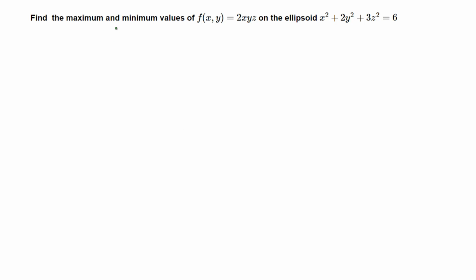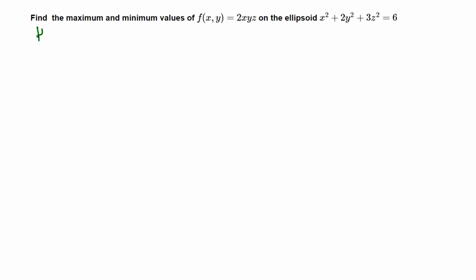Find the maximum and minimum values of the function 2xyz on the ellipsoid x squared plus 2y squared plus 3z squared equals 6. This is the constraint, by the way. So we need to make the right hand side 0 or just leave the constant. Whatever we have here, this is g with -6 or without -6. It doesn't make any difference.